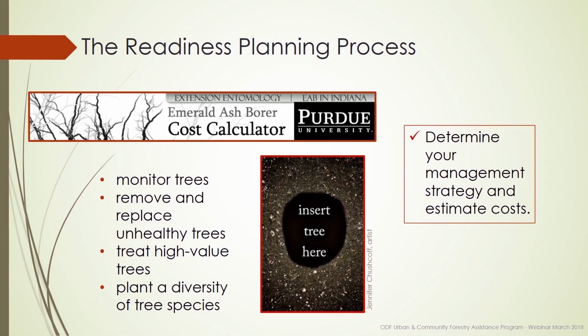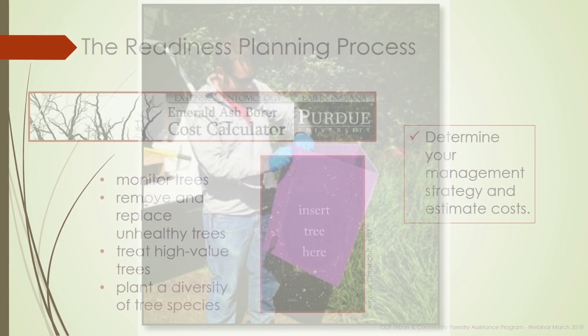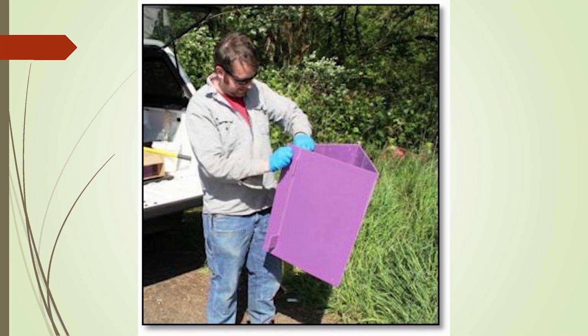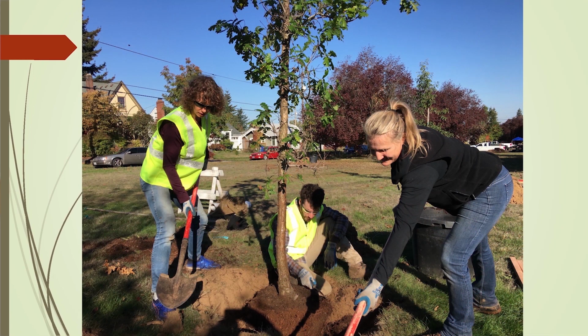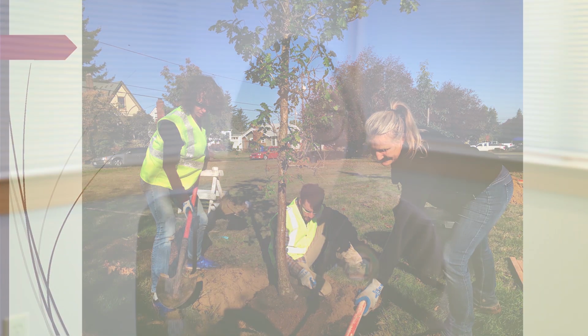The most cost-effective and environmentally sound approach is an integrated strategy that combines monitoring trees for the early presence of a pest, removing and replacing unhealthy trees before they die, treating high-value trees with the proper use of insecticides, and planting different species of trees nearby in an effort to get them established before the arrival of a pest.